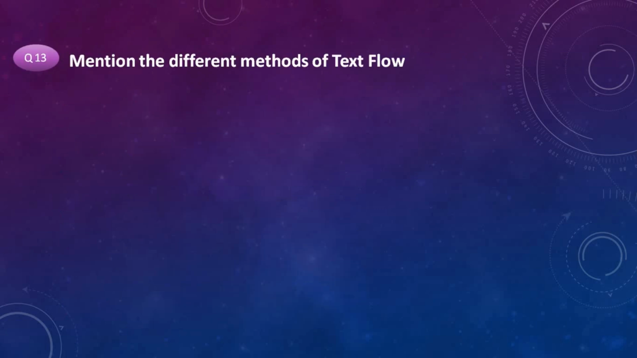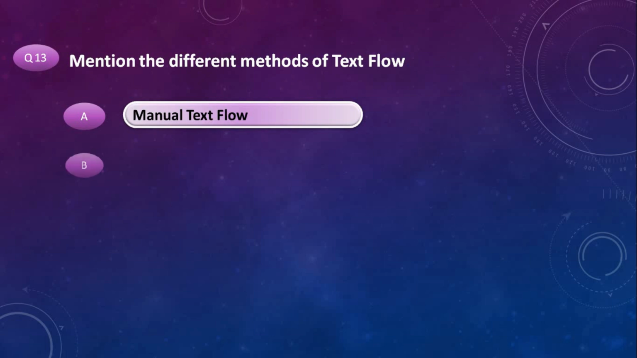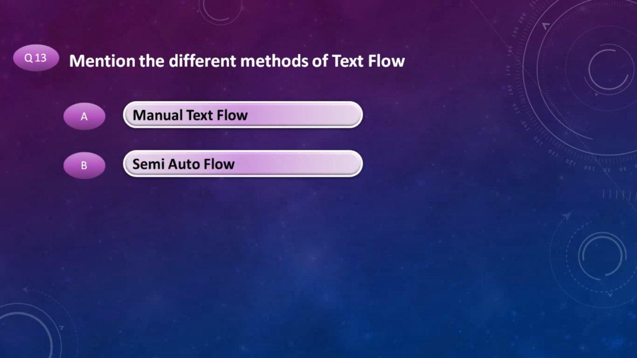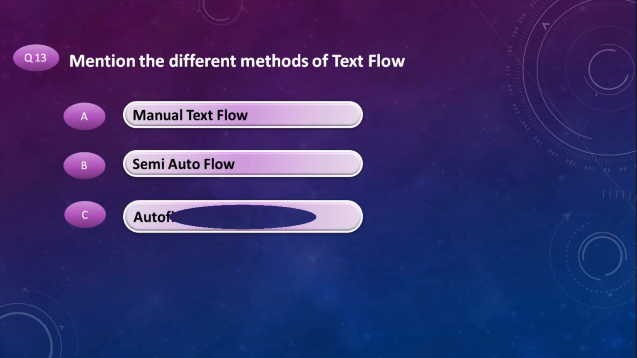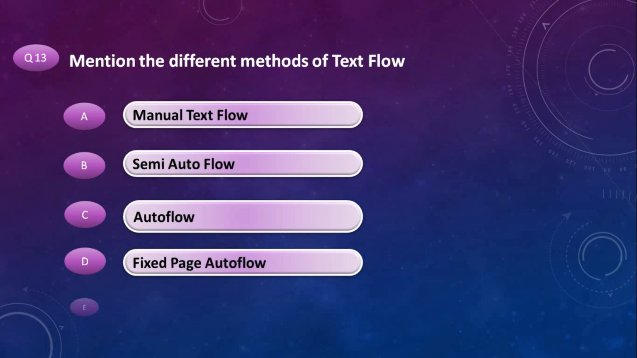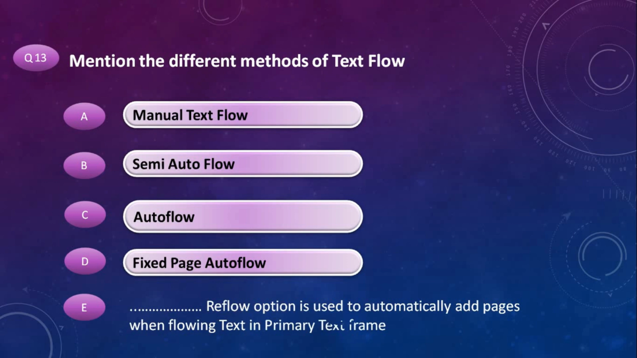The next one, mention the different methods of text flow. Manual text flow, semi-auto flow, auto flow, fixed page auto flow. Smart text reflow option is used to automatically add pages when flowing text in primary text frames.